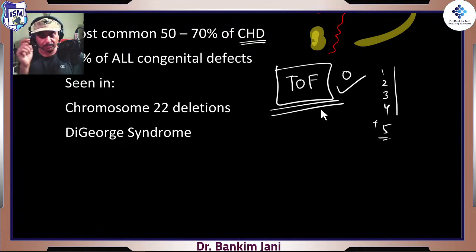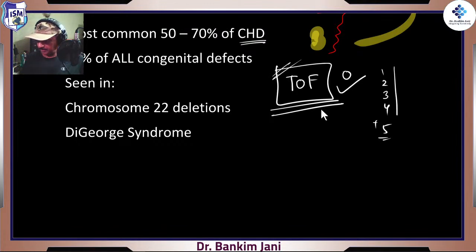Okay, so coming back to this, 50 to 70% of congenital heart disease is TOF. It means this is a big number. And it is 10% of all the congenital defects of the body, again a big number. In the heart, they are 50 to 70%. Why does it occur? Why actually does it occur?